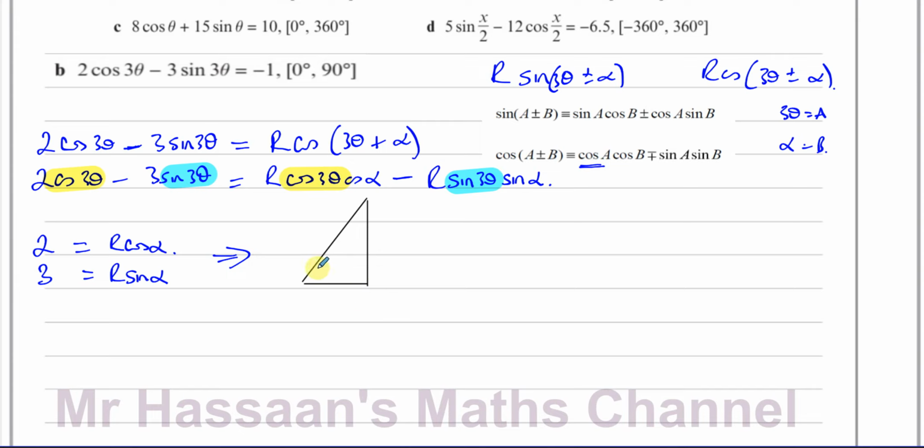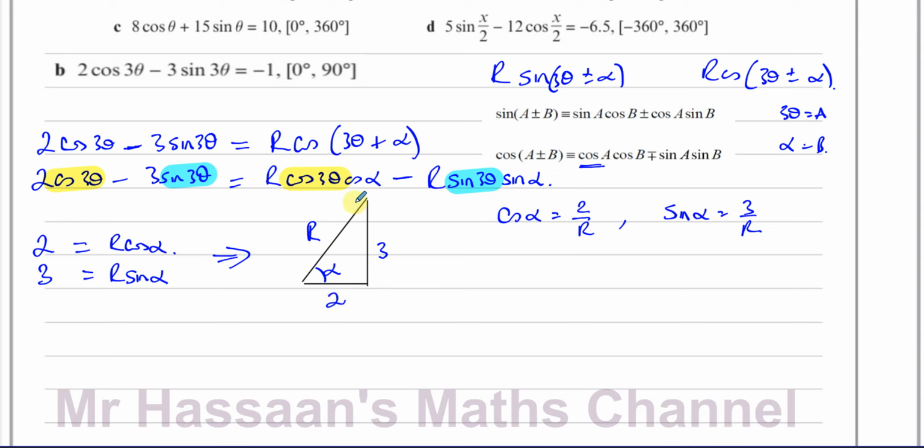But I'm going to call this alpha. And I know that according to this, cosine of alpha would be 2 over r, and the sine of alpha would be 3 over r. So if the cosine of alpha is 2 over r, this would be the adjacent, this would be the hypotenuse. And the sine of alpha would be 3 over r, this would be the opposite, this would be the hypotenuse.